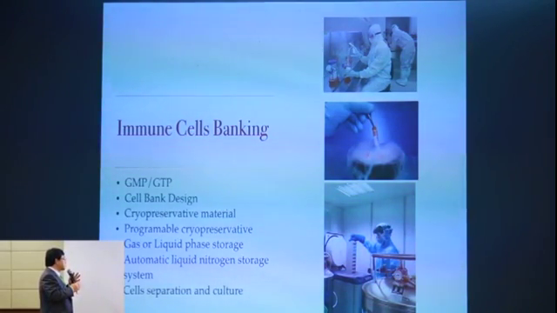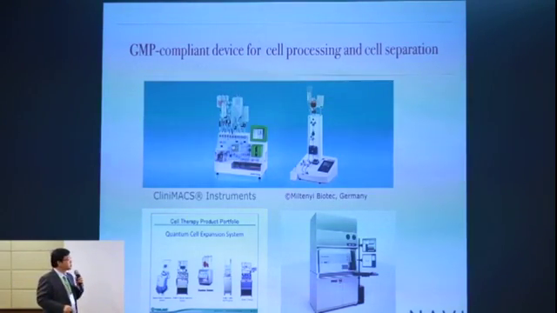But the most important thing is what kind of cell you will store and what kind of cell you will separate. So you need a technique to separate the cells and the culture. That's why we store the immune cells. There are many methods to separate the cells and store them.